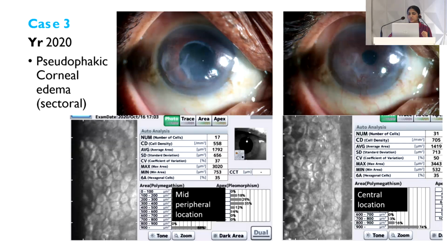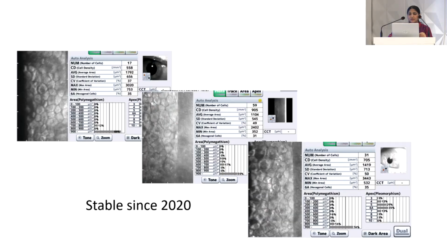This is one case of pseudophakic corneal edema with a sectoral nature. It is partly involving the center area. As we see in the first picture, the image has been captured from the mid-peripheral location. Subsequently, when the medication was started, this is how he has been. The second image is a specular image from the center part of the cornea, and thereafter the patient has been stable since 2020.